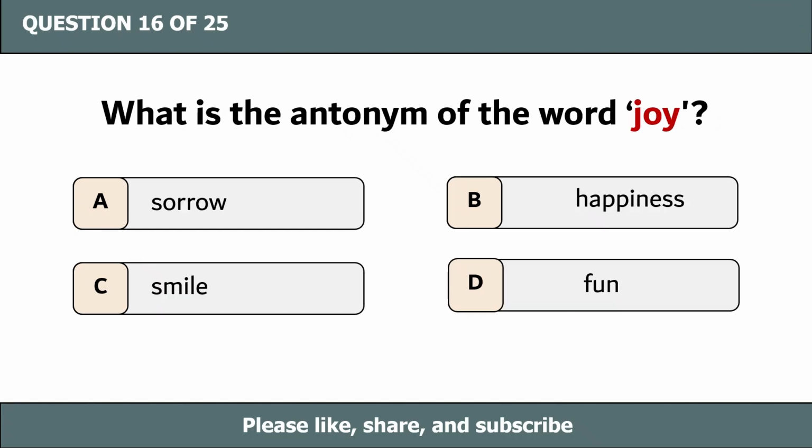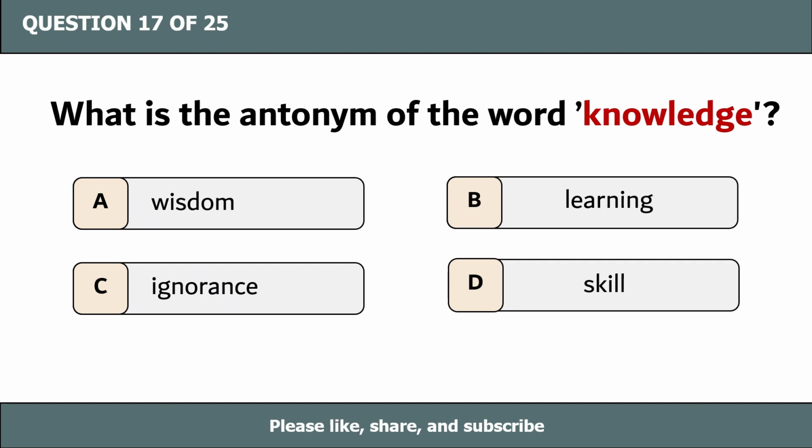Question 16. What is the antonym of the word joy? The correct option is A. Sorrow. Question 17. What is the antonym of the word knowledge? The correct option is C. Ignorance.